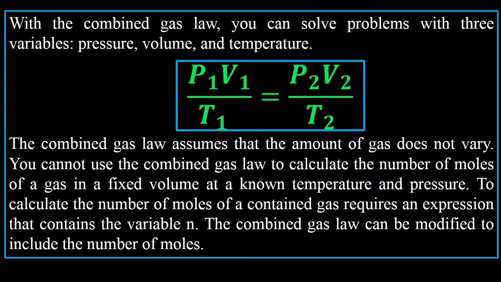With the combined gas law, you can solve problems with 3 variables: pressure, volume, and temperature. The combined gas law assumes that the amount of gas does not vary. You cannot use the combined gas law to calculate the number of moles of a gas in a fixed volume at a known temperature and pressure. To calculate the number of moles of a contained gas requires an expression that contains the variable n.